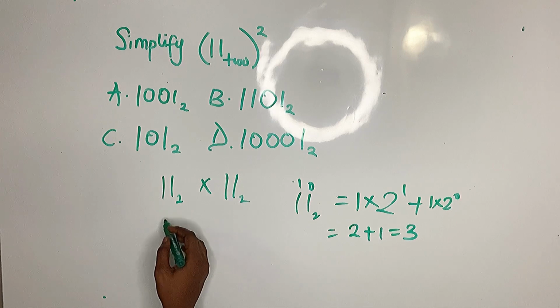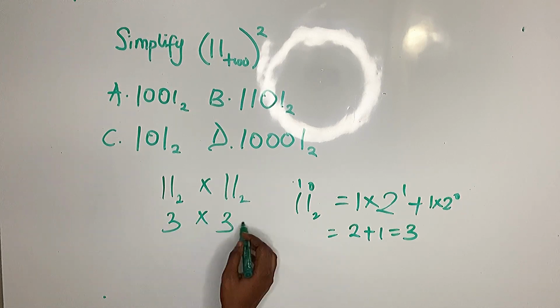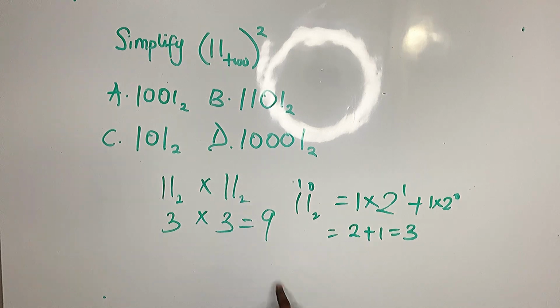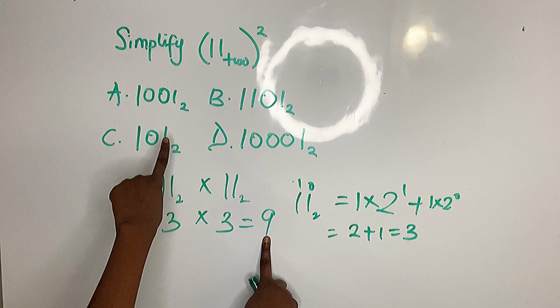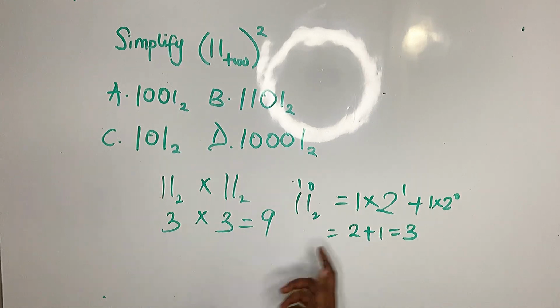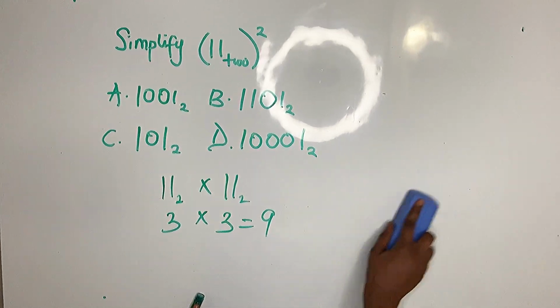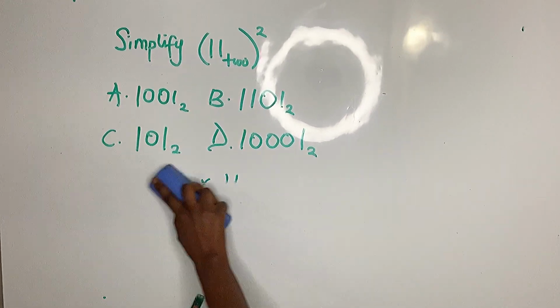So 11 base 2 is the same thing as 3 in base 10, multiplied by 3. This is 9, is it not? Now that we have our 9, we can convert this 9 back to base 2 to get our answer. To convert a number from base 10 to another base, you divide by the base you are converting to. So basically, we are dividing by 2.